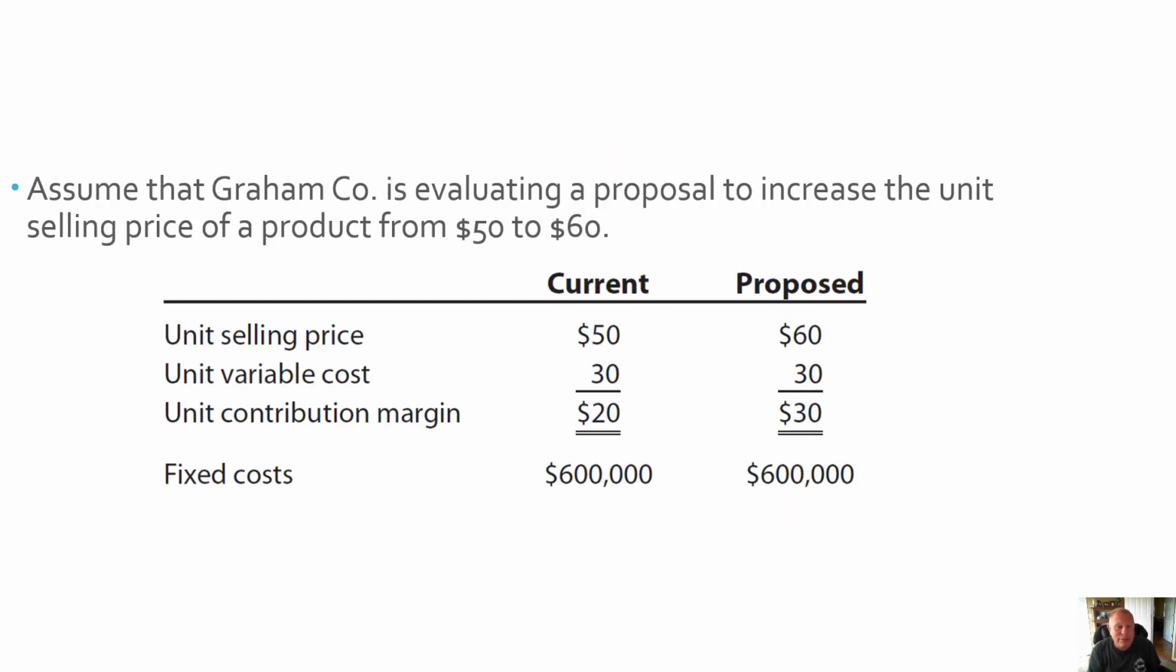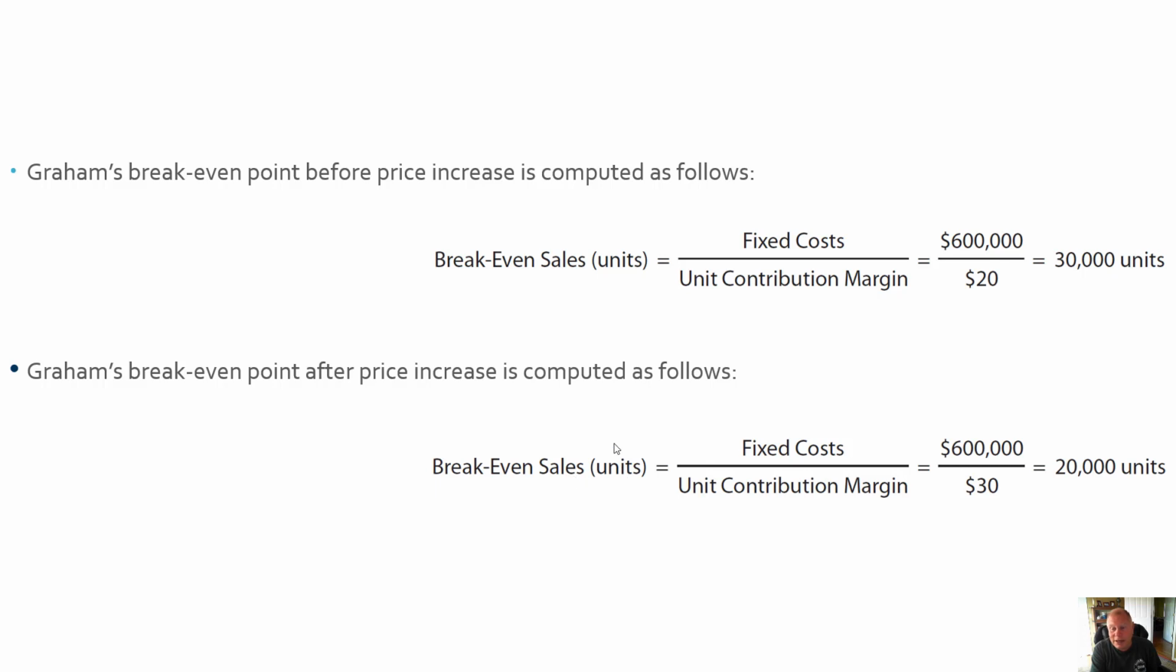Very simple example here. They're evaluating a proposal to increase the unit selling price from 50 to 60. Okay, so when we look at it, currently the selling price is 50, variable cost 30, contribution margin 20. Proposed: 60, 30, 30, fixed cost. What is going to happen here? Our profit is going to go up. So the break-even point originally was 600,000 divided by 20, meaning 30,000 units. The break-even point after the price increase is computed as follows, again, 20,000 units.